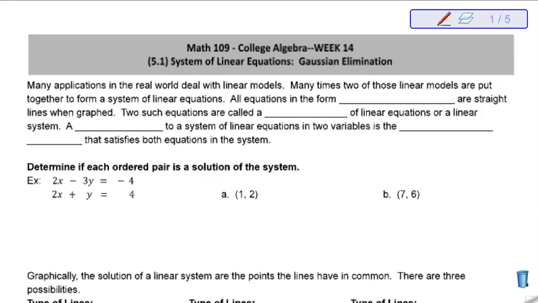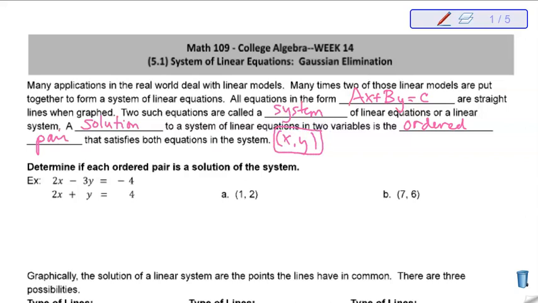Now, all equations in the form, and we're going to do the standard form, ax plus by equals c, are straight lines when graphed. Two such equations are called a system of linear equations, or just a linear system. Now, a solution or an answer to this system of two equations and two variables is the ordered pair that satisfies both equations. So we will write our answers in that xy ordered pair.